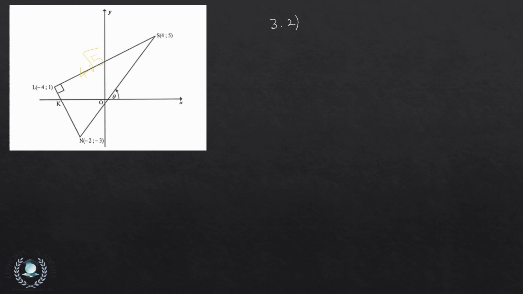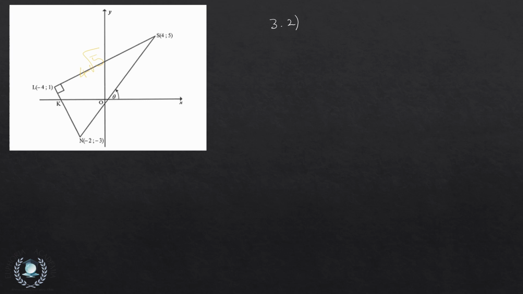For 3.2, we're asked to find the gradient of line SN. Before I attempt this question, I encourage you to always fill in the details that you already know. So we know that the length of line SL is 4 multiplied by the square root of 5. I'll just put it in the diagram, and now if I encounter a question where I might need the distance, I can use it.